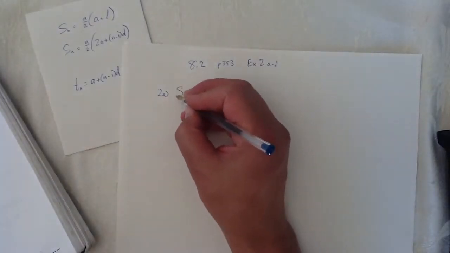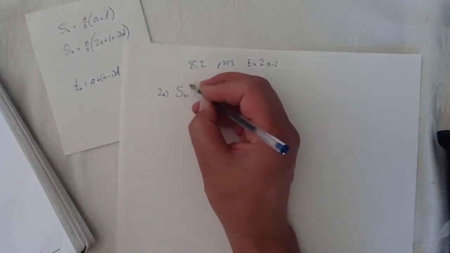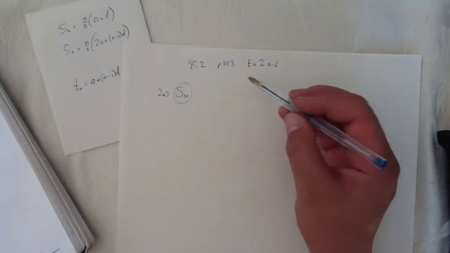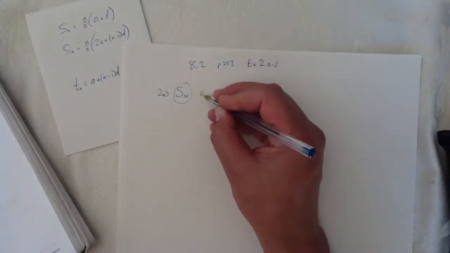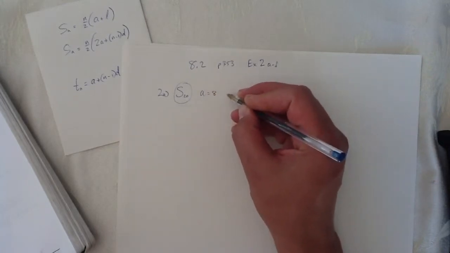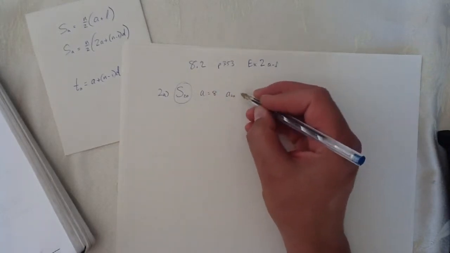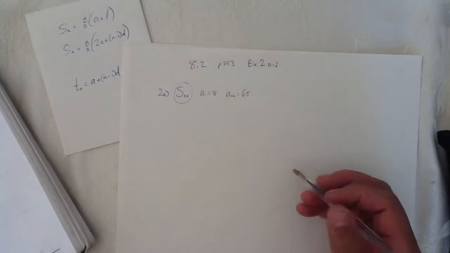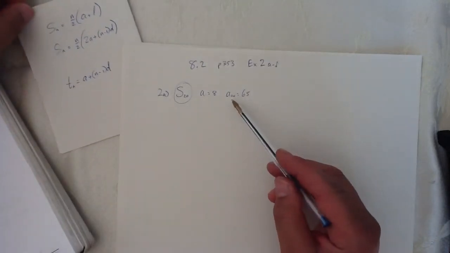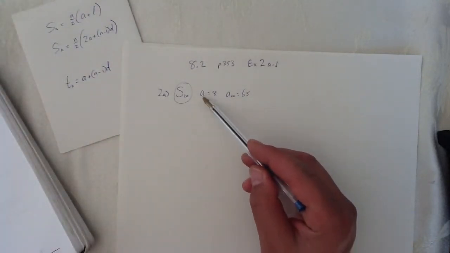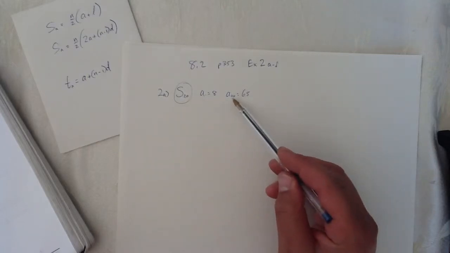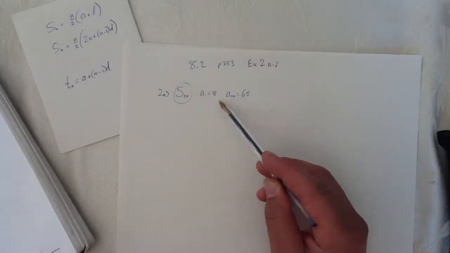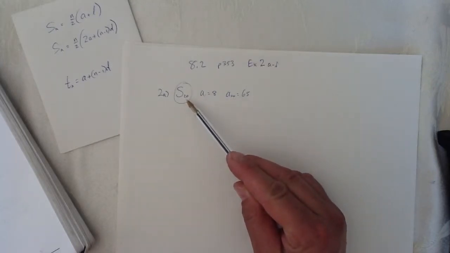So let's look first at 2a. In 2a, you want to find the sum up to the 20th term. That's adding all the terms together up to the 20th one. A1 equals 8. A20, or the 20th term, equals 65. So we know the last term, we know the first term, we want to find out the sum. We also know n, because there are 20 terms. There might be more terms in the sequence, but we only care about the sum up to the 20th term.